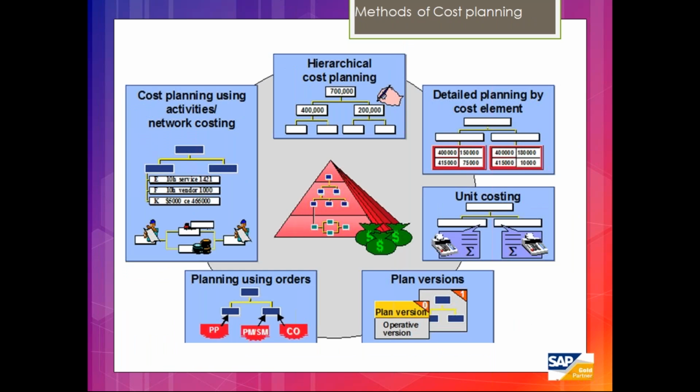Then we have cost plans. Okay, so hierarchical based cost plan. This is a rough cut planning, like the initial stage of your project. You can do this kind of hierarchical based cost planning. These are the methods actually. So as per your business requirement, you can choose any one of these.